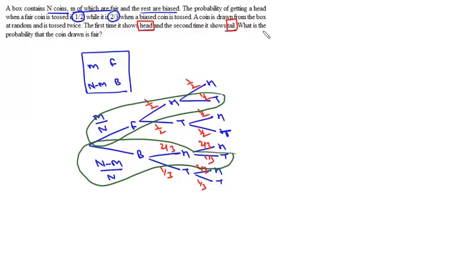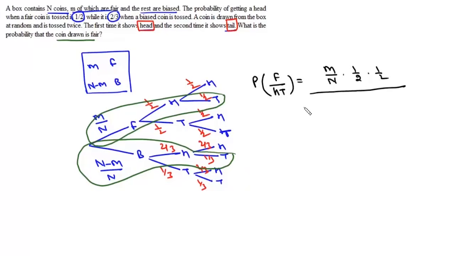Now it says what is the probability that the coin drawn is fair? So clearly it is a Bayes theorem question. If it results in this combination head tail, then we have to find the probability that it is a fair coin. So we'll take this fair coin case in the numerator, which is m by n into 1 by 2 into 1 by 2, upon total cases, which is m by n into 1 by 2 into 1 by 2 plus n minus m by n into 2 by 3 into 1 by 3.